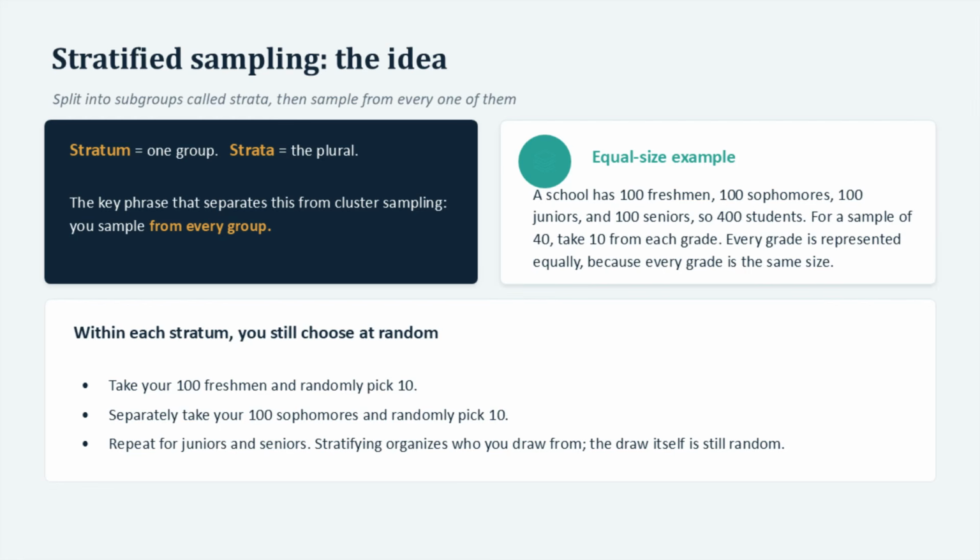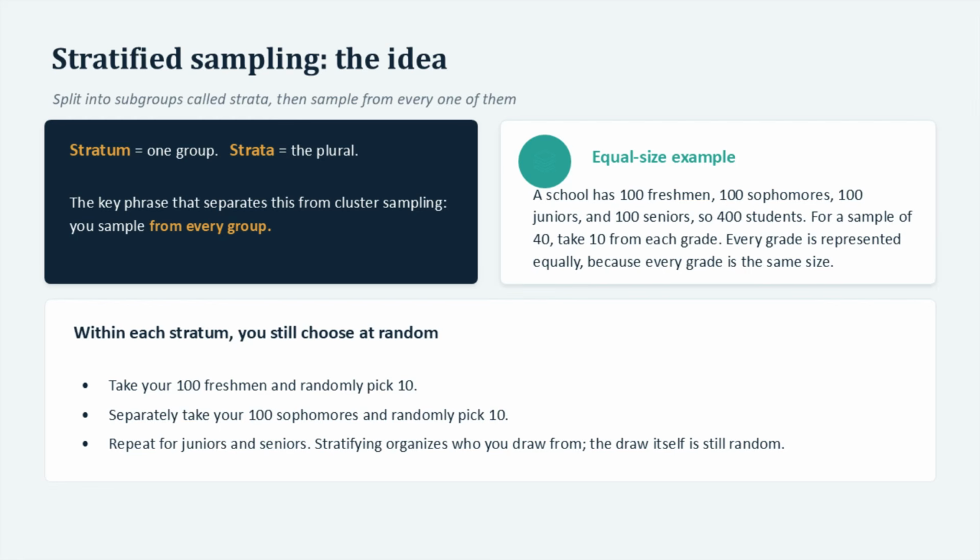But here's the part students sometimes forget. Within each stratum, the actual selection is still random. So I take the 100 freshmen and randomly choose 10 of them. Then I take the 100 sophomores and randomly choose 10 of them. Then I do the same thing for juniors and for seniors. Stratifying tells us which groups we need to sample from. But inside each group, we still use random selection.